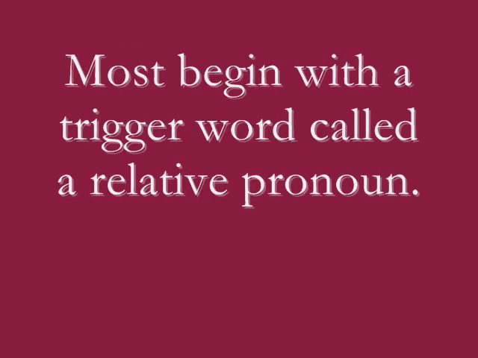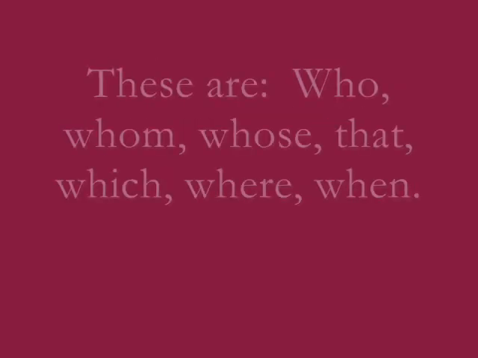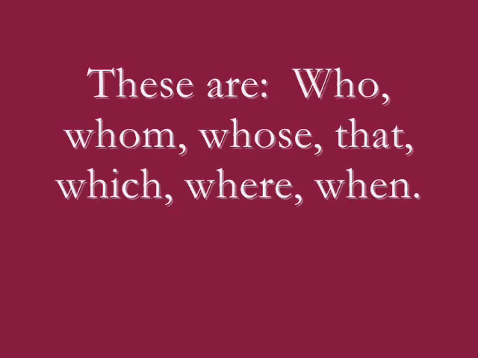Most adjective clauses begin with a trigger word called a relative pronoun, and there are only 5 in the whole language: who, whom, whose, that, and which. On occasion, one will begin with a subordinating conjunction, sometimes called a relative adverb, such as where or when. Fortunately, this list is very short. It would be a good idea to memorize them.